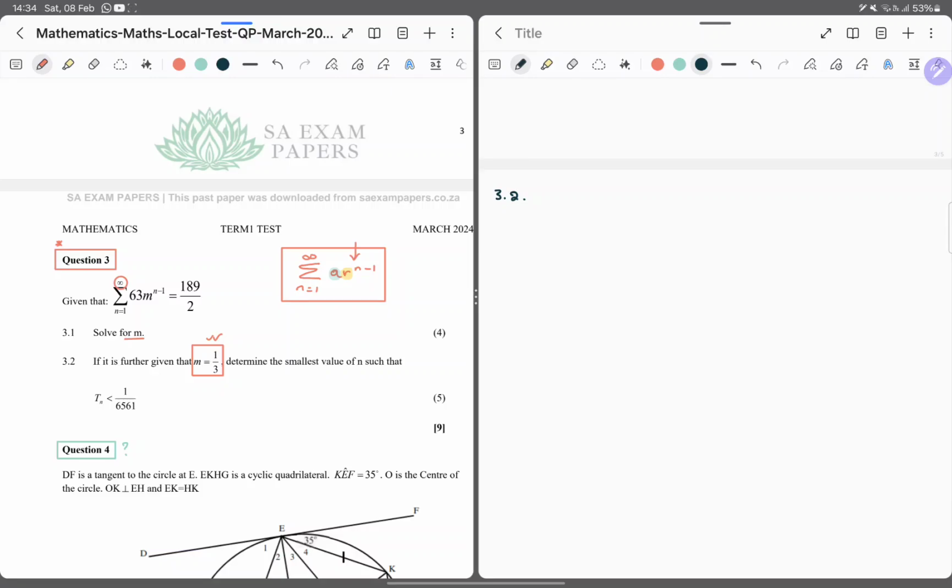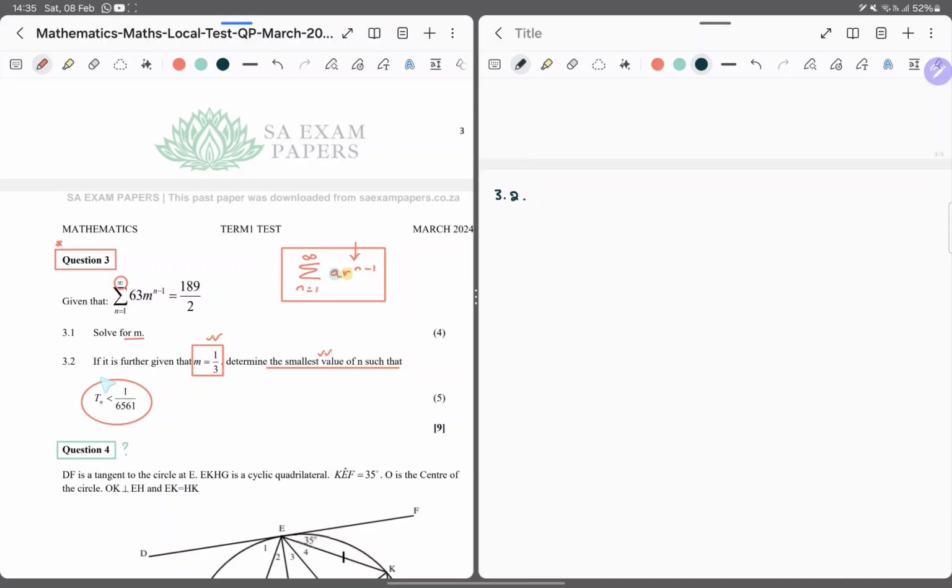Now we know. Can you see sometimes examiners, when they know you're not going to be so sure, they actually provide that conviction. Even when you have gone wrong, sometimes when that is crucial, they help you to realize that something went wrong. Let me go check. Is my answer on point? Where did I miss it? Anyway, it is further given that m is a third. Now we need to determine the smallest value of n, such that Tn is less than 1 over 6561.